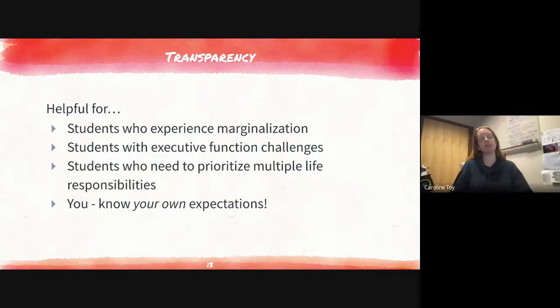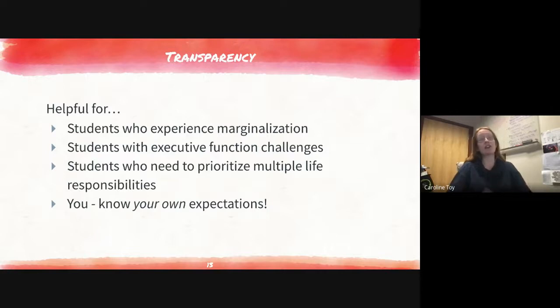Transparency can help students with executive function challenges, students who need to prioritize multiple life responsibilities. If they're able to look at the criteria and say, okay, this part of the assignment is worth 60%. I know I can't give 100% effort to this assignment, so I'm going to focus my effort on that because it's what's weighted the most.